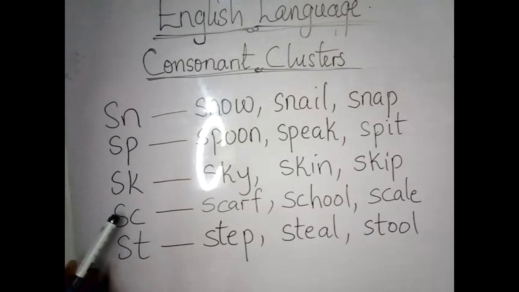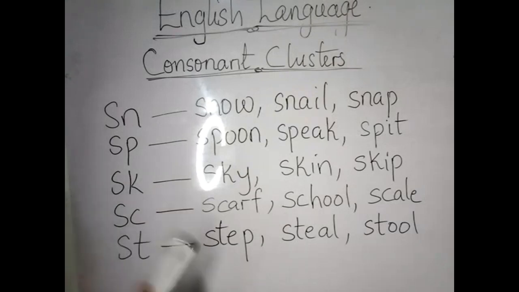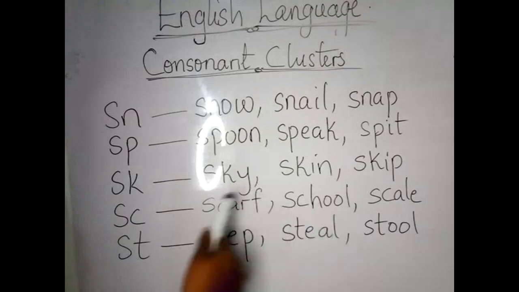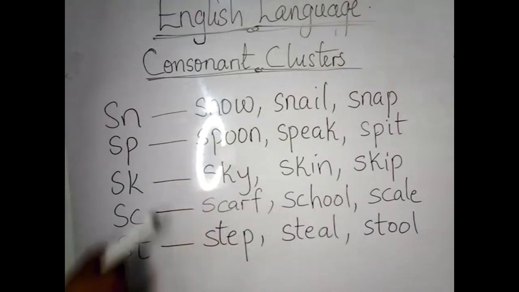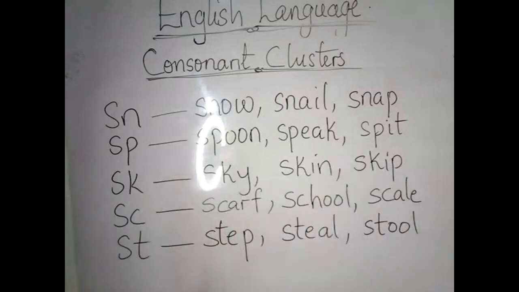The next one is S and C, which sounds like K, just like S and K. In this case, there is no secret really; it's just what it is. All you need to do is try to get familiar with the words that have SK as the consonant cluster and those that have SC, because both of them sound alike. Sky, scarf, sk. For SC, you have scarf, skull, and scale.